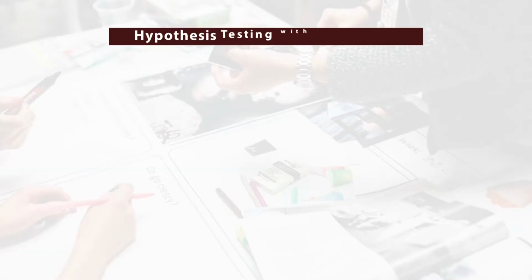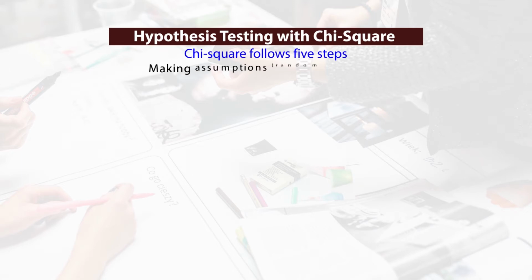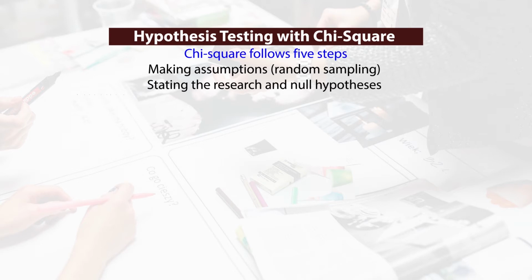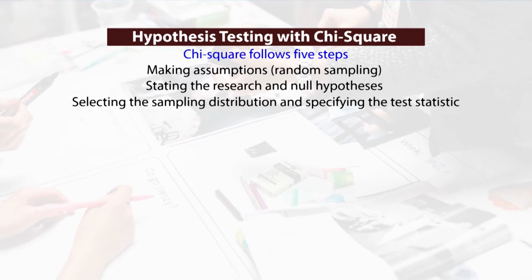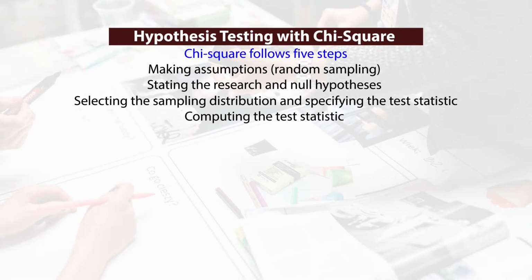Now, hypothesis testing with chi-square. The chi-square test follows 5 steps: making assumptions, that is random sampling; stating the research and null hypothesis; selecting the sampling distribution and specifying the test statistic; computing the test statistic; making a decision and interpreting the results.